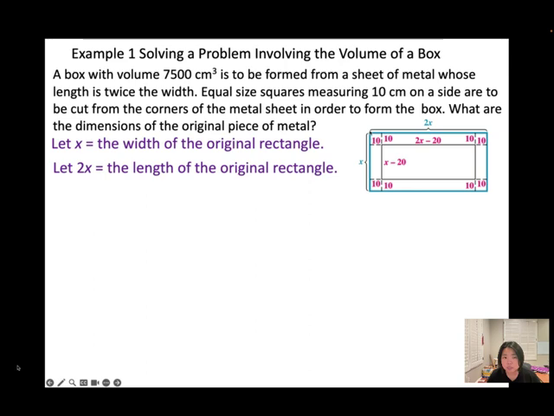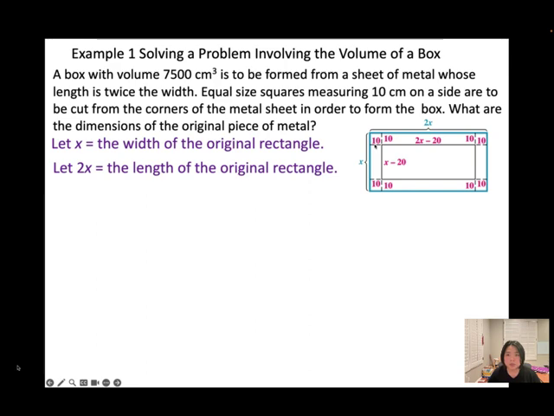Now we try to sketch the picture here. So this is going to be my width, which is going to be x, and the length is going to be 2x. Equal size squares measuring 10 centimeters on a side are to be cut from the corners of the metal sheet in order to form the box. So you could see we're going to cut out the square from each corner. And then we have the dimension. This is going to be 10 centimeter, 10 centimeter.